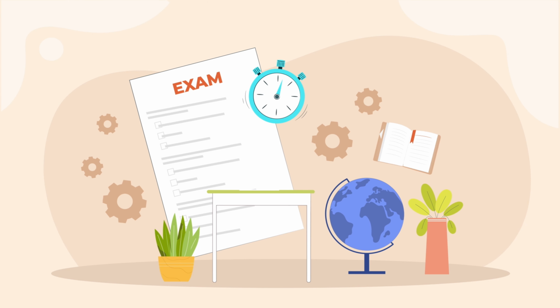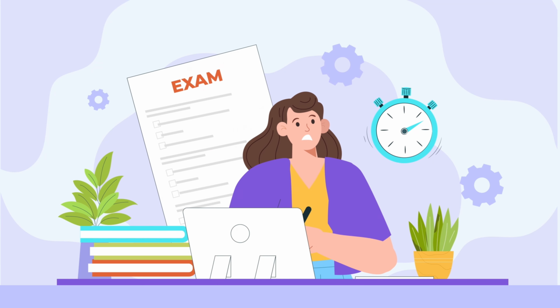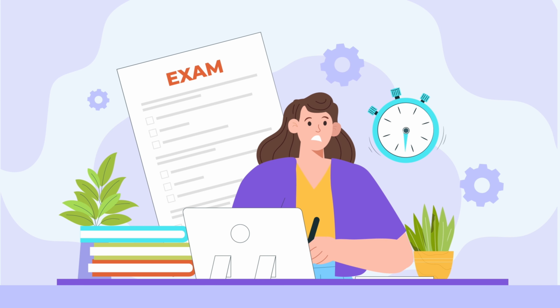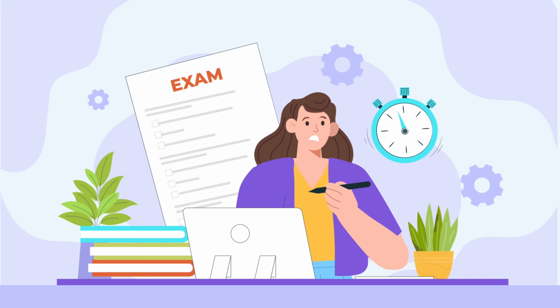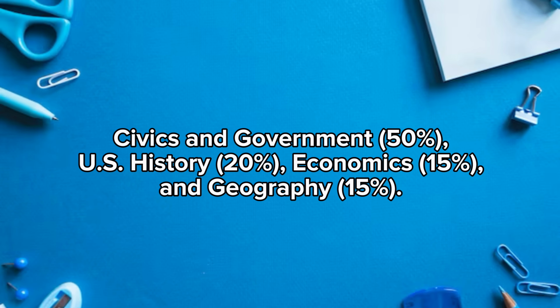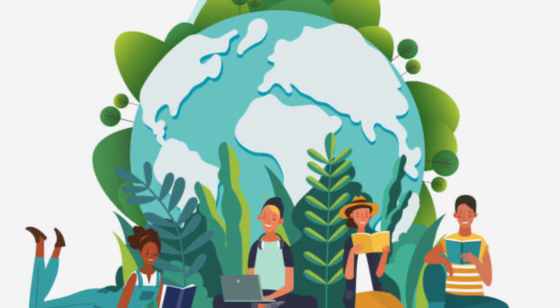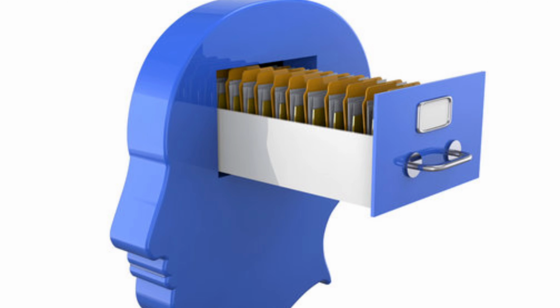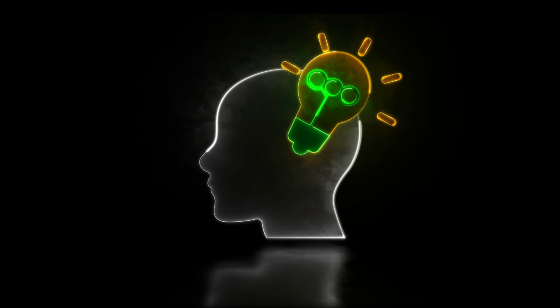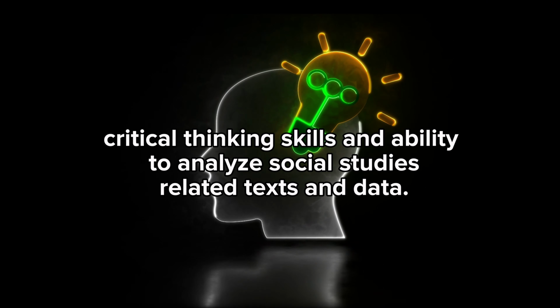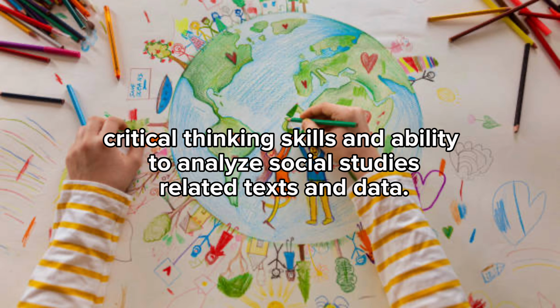The GED Social Studies exam tests your ability to understand, interpret, and apply information across 4 key content areas: civics and government, 50%, U.S. history, 20%, economics, 15%, and geography, 15%. This exam doesn't just assess your memory of historical facts or governmental structures, but rather focuses on your critical thinking skills and ability to analyze social studies related texts and data.